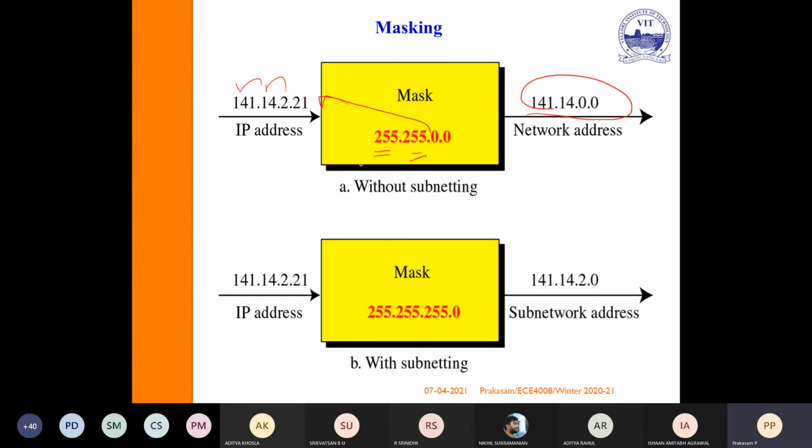Then if you are going for subnetting, the third field is the subnet. So the mask is 255.255.255. If you do the AND operation, this is the subnet address. Without subnetting, we assign the mask only for the network ID. With subnetting, we create the mask for network plus subnet to find the subnetwork address.